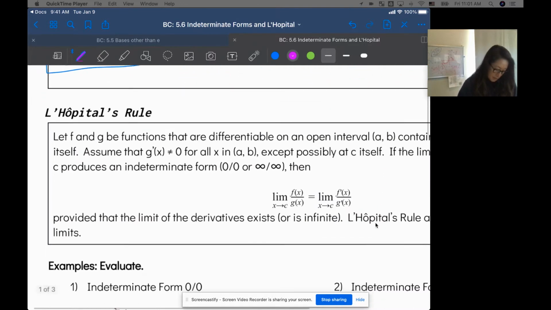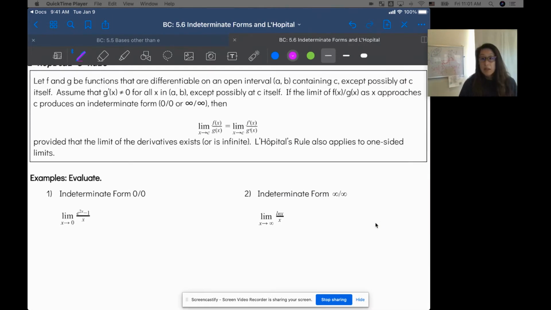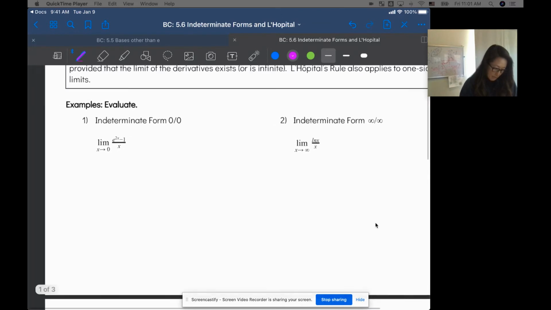L'Hopital's rule, okay? So L'Hopital's rule says that if we get a limit and we get the indeterminate form of 0 over 0 or infinity over infinity, then we can take the derivative of the numerator, so f prime of x, and the derivative of the denominator, g prime of x, and then take the limit of that. You can actually apply L'Hopital's rule again. This is equal to the limit as x approaches c of f double prime of x over g double prime of x, if needed, okay? So let's do a couple to practice.